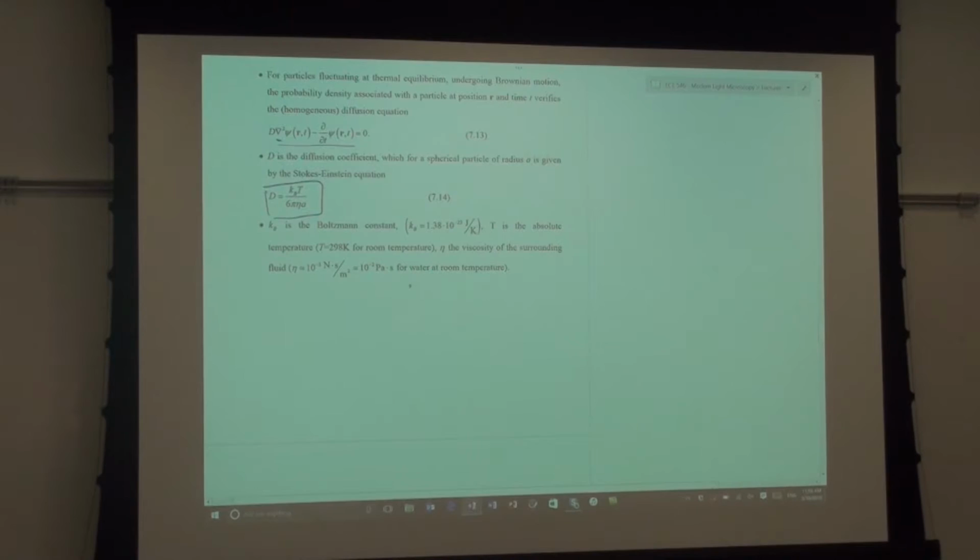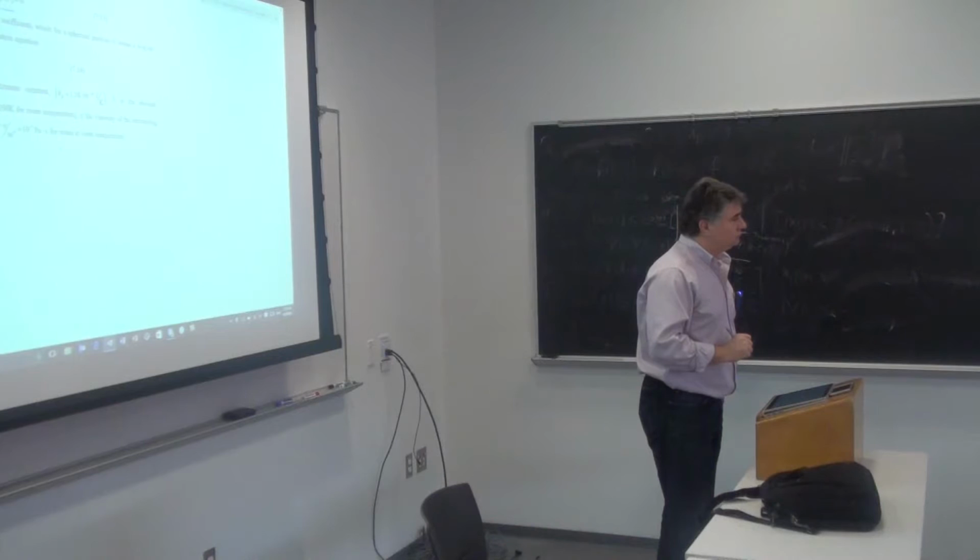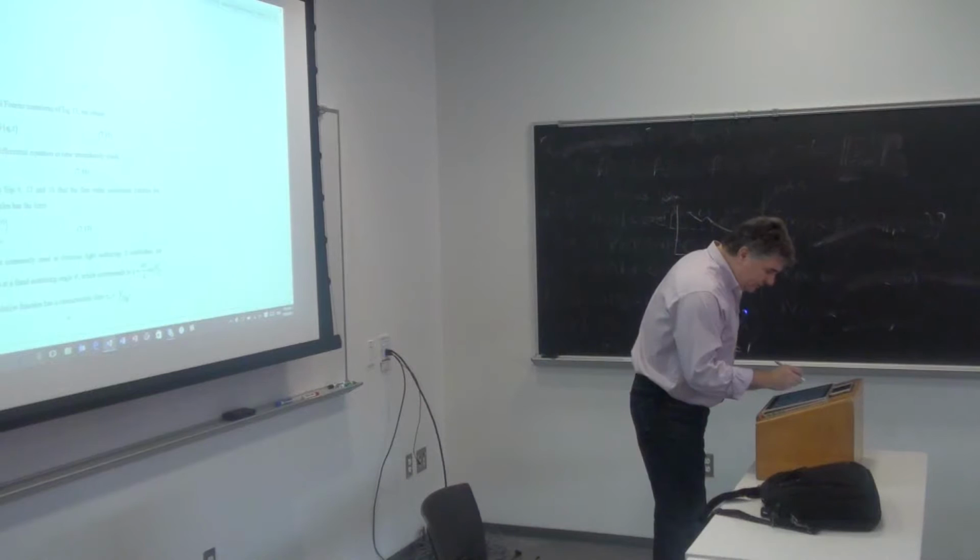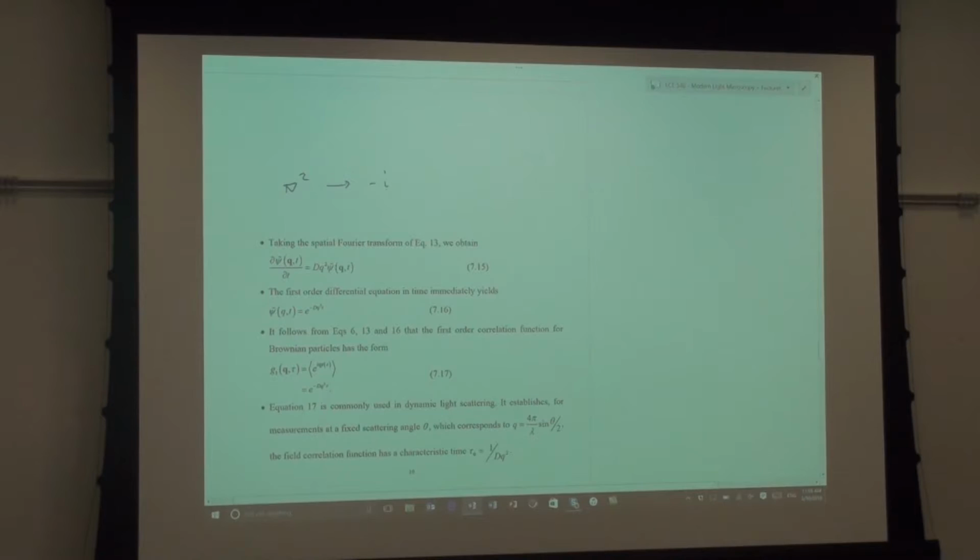Exponential. Exponential over Laplacian. Fourier transform of a Laplacian operator. We call it Q here. So it's IQ times IQ, right? So it's twice. Minus Q squared. Boom.